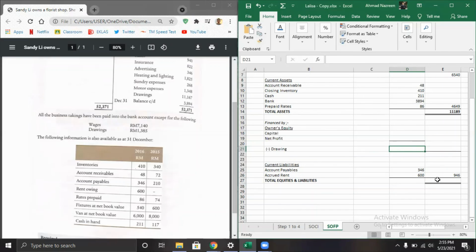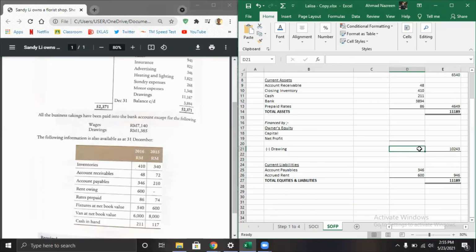Firstly, this amount is the same as this, so 11,189. So we need to find the total for owner equity. So current liabilities, total equity and liabilities minus the current liability, we get total owner equity. So the amount is 10,243.